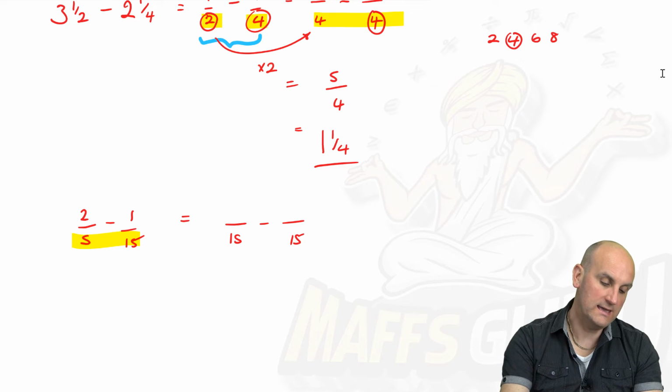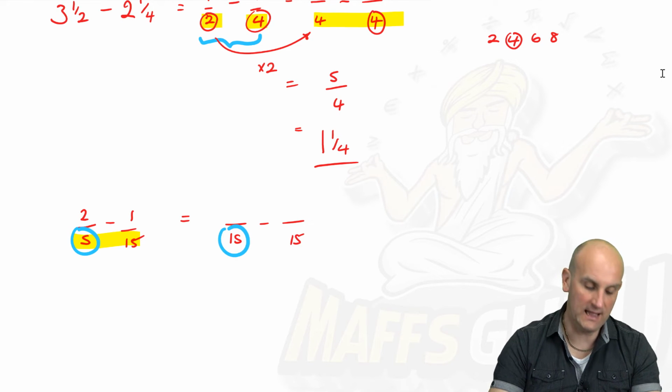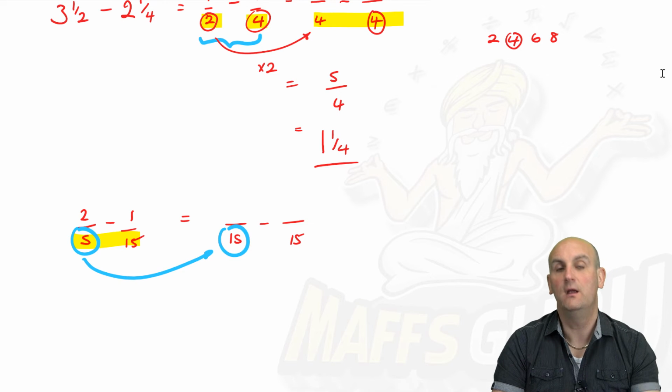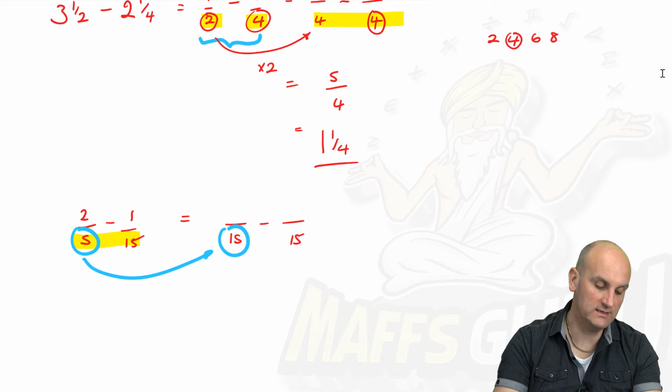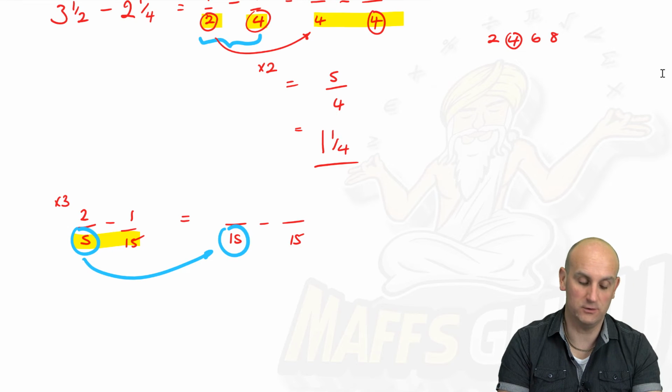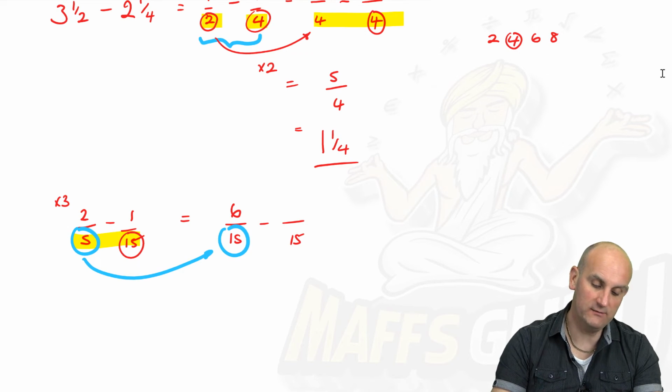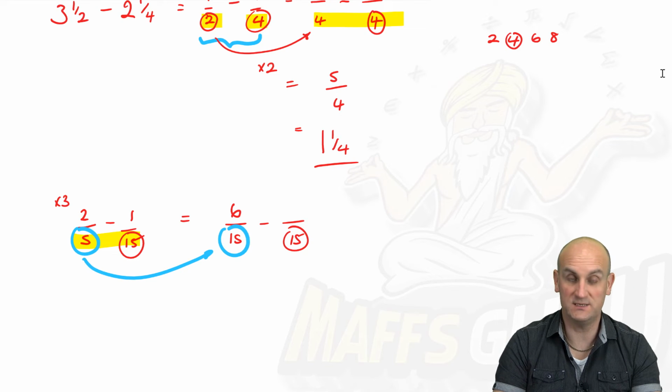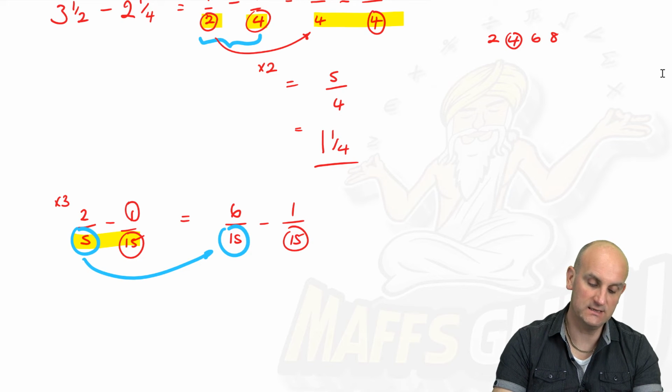So I have got a 5 on the bottom here, but a 15 on the bottom there. How have I gone from 5 to 15? I've times by 3. So that suggests that I've got to multiply that whole fraction by 3. So that becomes 6 on 15. Has this value here and this value here changed? Nope. So if it stays the same, then the top stays the same as well.